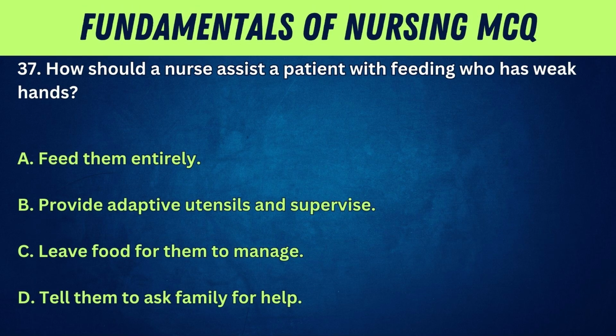37. How should a nurse assist a patient with feeding who has weak hands? A. Feed them entirely. B. Provide adaptive utensils and supervise. C. Leave food for them to manage. D. Tell them to ask family for help.